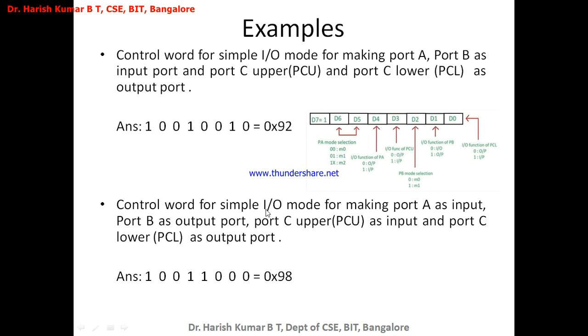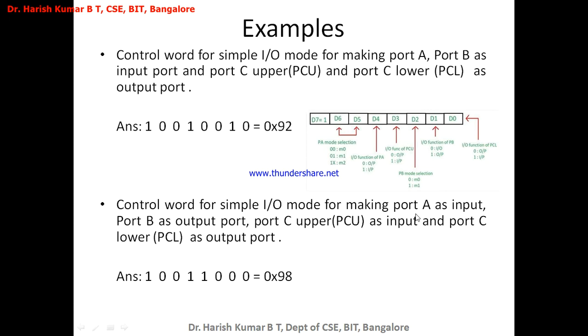Now if it says use port A and port B in the strobed IO mode, then this should be 1. Next, what is the next one? D3, port C upper, what do I have to do? Port C upper as input. So it is 1. This bit, port C upper as input, hence it is 1. Next is port A. Again it says port A as input port, made as 1.